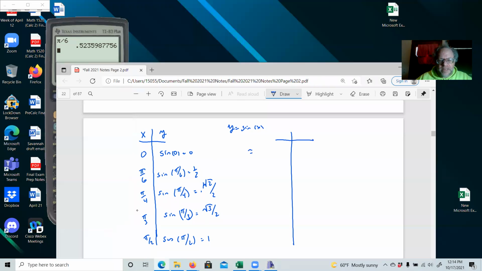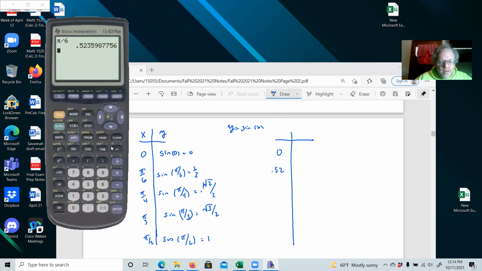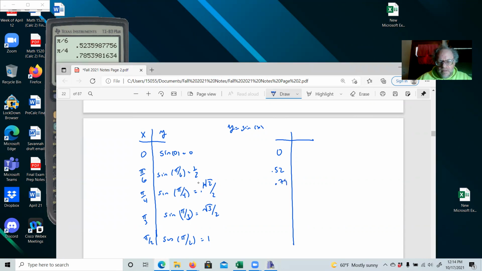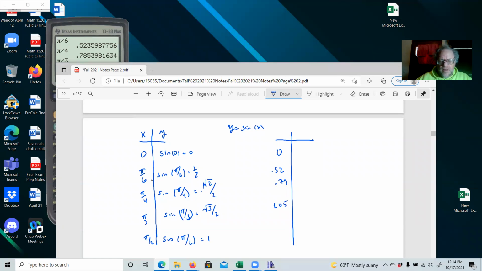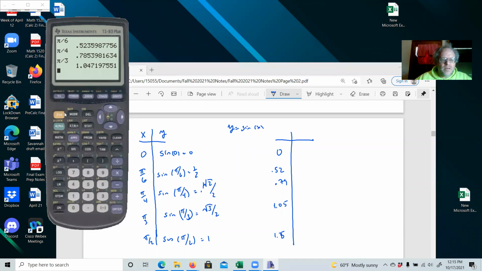Okay, so these are going to be the approximate values. This was 0.52. Excuse me. How about we start with 0 like we did on the other side? Okay, so we have 0, 0.52. Okay, we have pi over 4, 0.79. Okay, we have pi over 3, 1.04, 1.05. Okay, and then pi over 2, which is 1.57, I believe.